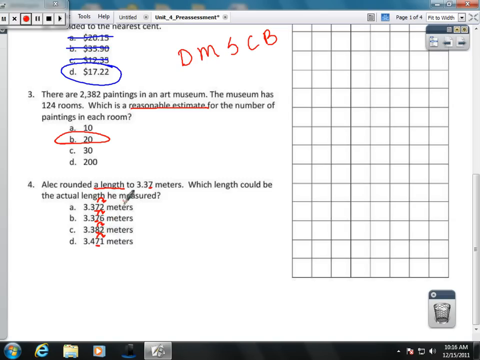When we look to the right, I can eliminate letter C because it's 3.382, and this is 3.37. So I can get rid of that one. I can eliminate letter D too because this is 3.4, and we're really looking for 3.37 to be my choice. So it leaves me with A or B.